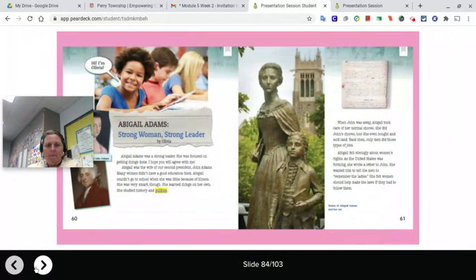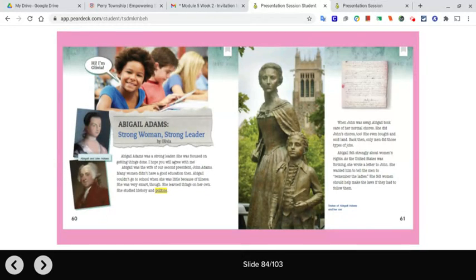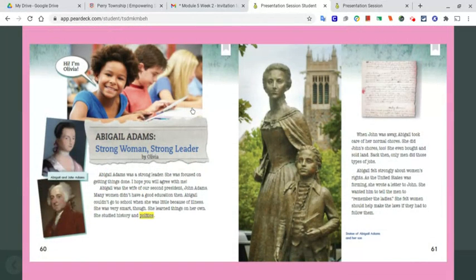All right, so here's Olivia. I'm going to take myself out of the picture because I want you to see Olivia and see what she's writing about. She says, hello, I'm Olivia. Abigail Adams, strong women, strong leader. Abigail Adams was a strong leader. She was focused on getting things done. I hope you will agree with me. Abigail was the wife of our second president, John Adams. Many women didn't have a good education then. Abigail couldn't go to school when she was little because of an illness. She was very smart, though. She learned things on her own, and she studied history and politics.